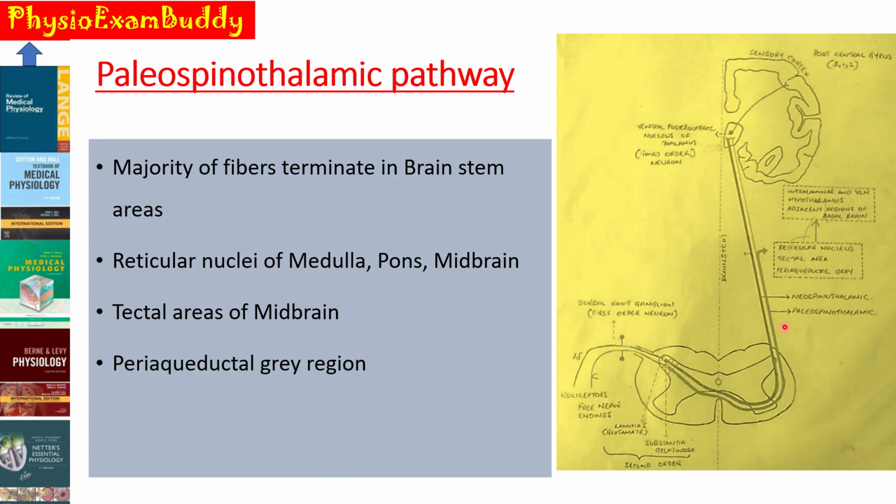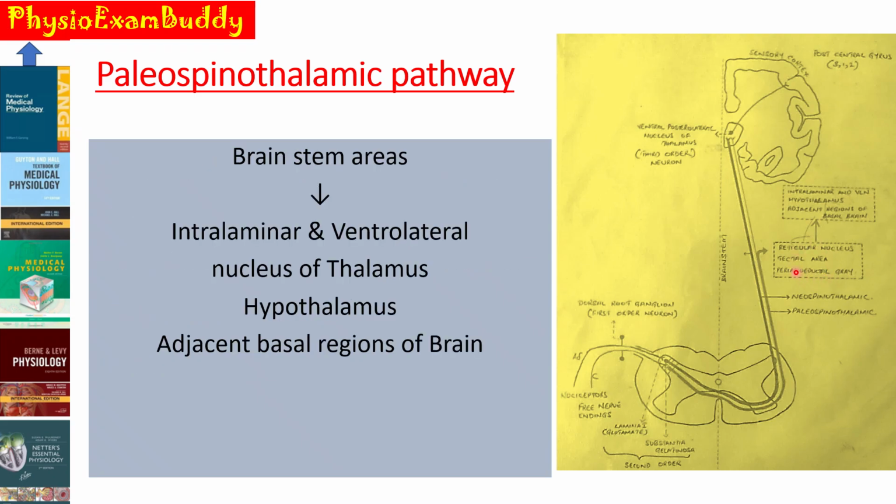Now we will see about the paleospinothalamic pathway. The majority of the fibers of the paleospinothalamic tract terminate in the brainstem areas, and they will send fibers into the reticular nucleus of the medulla, pons as well as midbrain, then the tectal areas of the midbrain and the periaqueductal gray region. And from these brainstem areas, the fibers finally go into the intralaminar as well as the ventrolateral nucleus of the thalamus, then the hypothalamus, as well as the adjacent basal regions of the brain. So that is how the paleospinothalamic tract ends.